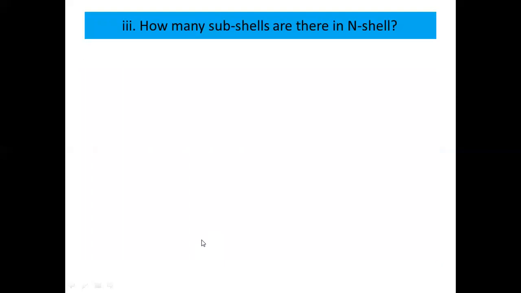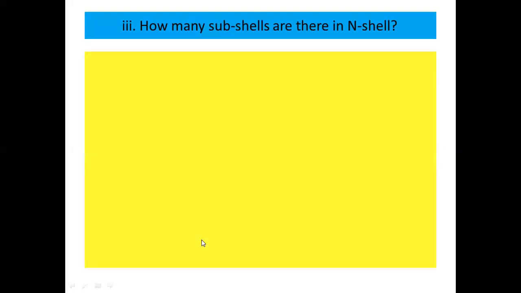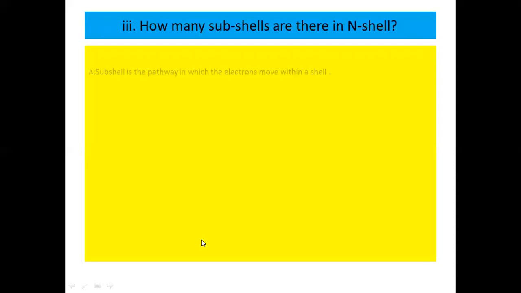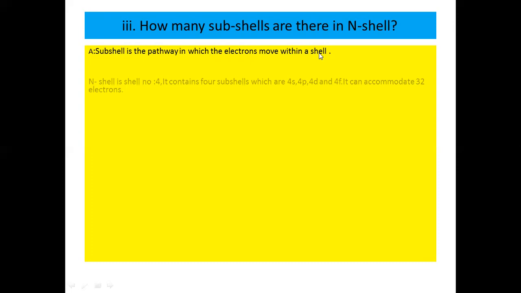Question number 3, how many subshells are there in N shell? How many subshells are present in N shell? So first you must know about subshell. Subshell is the pathway in which the electrons move within a shell, inside the shell. I told you before that the shells are subdivided into subshells. So these are present inside the shell. That's why we call it within the shell.